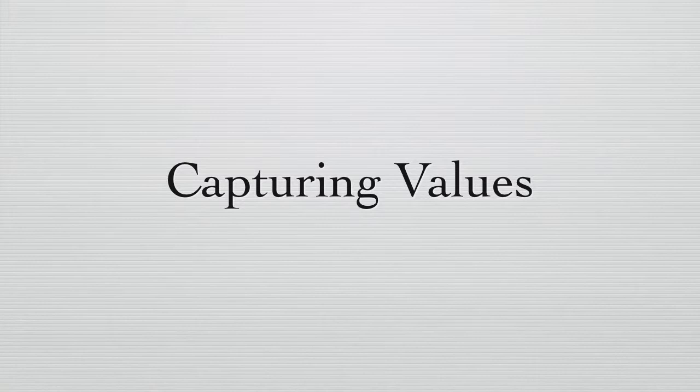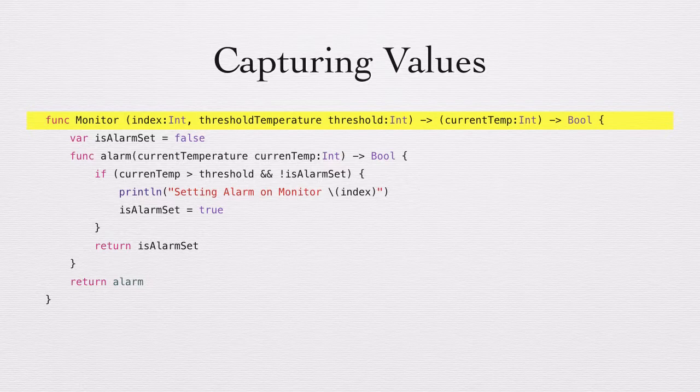Having seen how to write trailing closures, you will now study how a closure captures values from its enclosing context. As before, you will study this feature through a concrete programming example. Here, we define a function called monitor. The function takes two parameters. The first one is of type integer. The second one too is of type integer with external name threshold temperature.